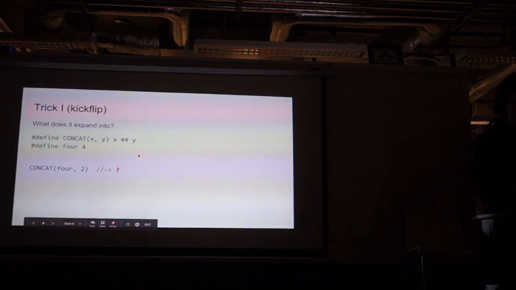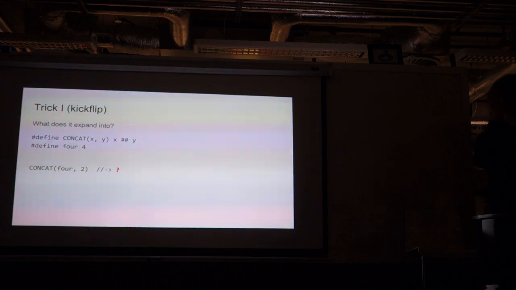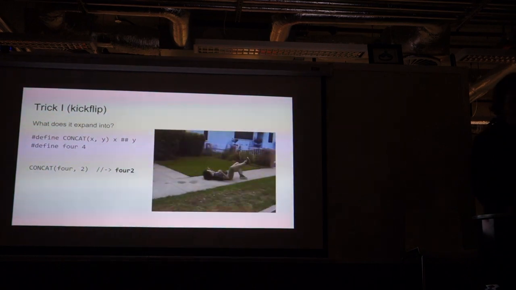Let's go further. Here is a tricky question. Here we define a function-like macro CONCAT, which takes two parameters and concatenates them. And we also define an object-like macro. My question to the audience: what is that going to expand to? I was going to say 42, but it's 42.